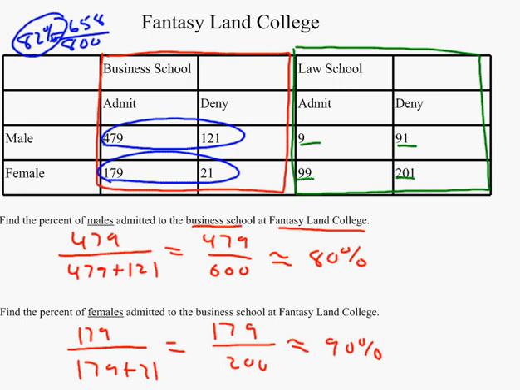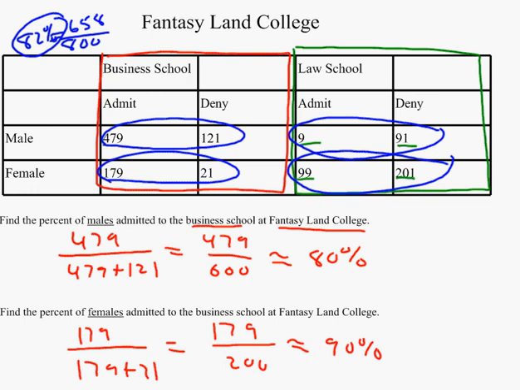All right, let's compare that. Let's do that same analysis over here for the law school. We look in the law school, here's what we notice. 100 males applied, but 300 females applied. So more females applied to the law school than males. It's the opposite relationship of the business school.